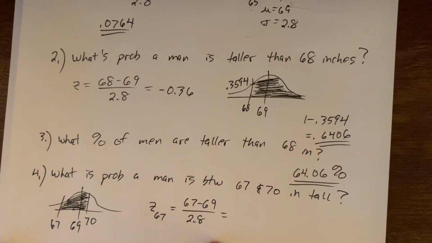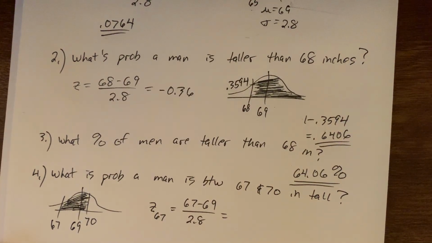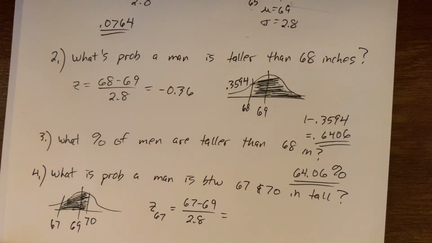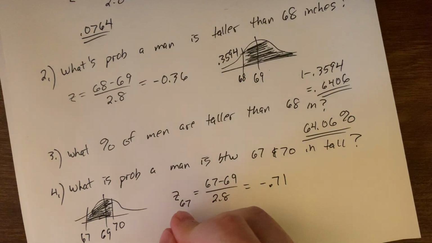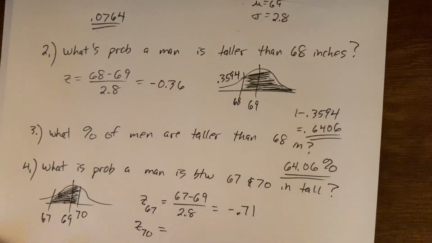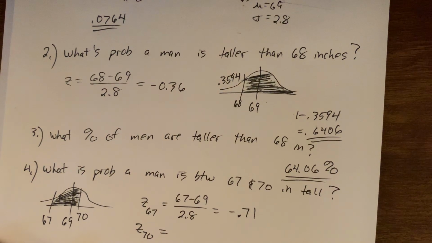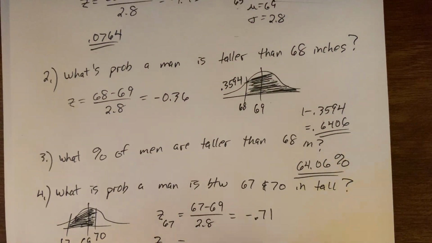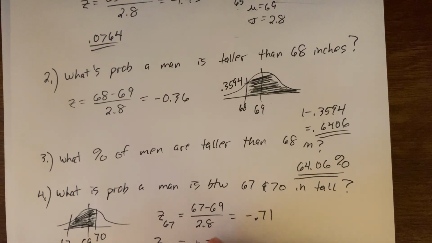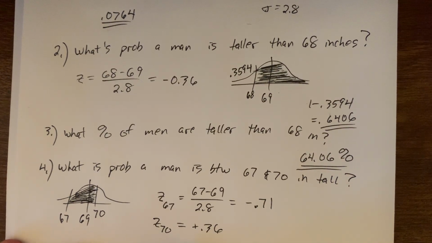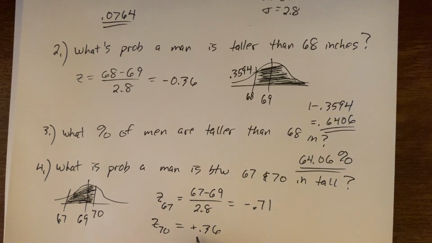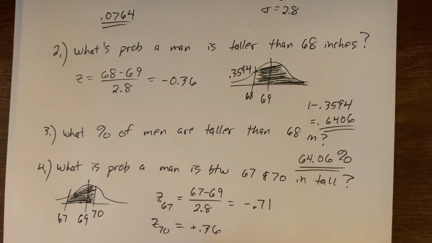And for that one, let's see what we have here. We get negative 0.71. And then I'll get a z-score for 70. And that will give me positive 0.36. Right, I'll do 70 minus 69 divided by 2.8. And it never hurts to write this out. I'm just trying to get us to that next point. So 2 z-scores going on.